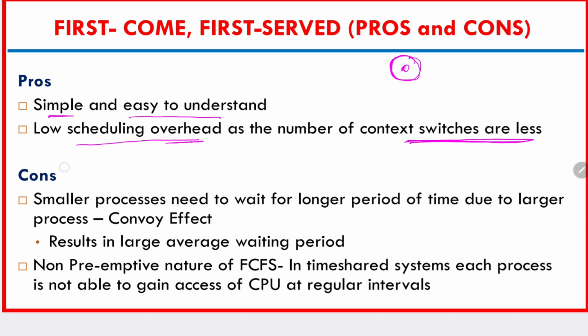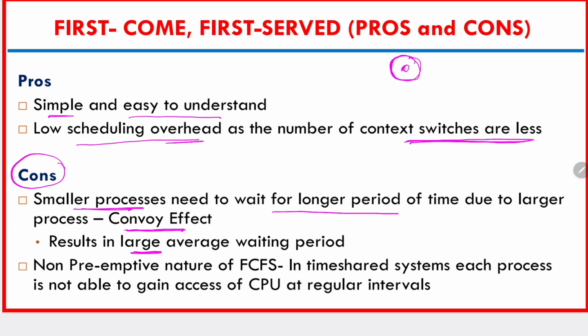Now, if we talk about the negatives of FCFS, what happens over here is that smaller processes might have to wait for a larger period of time in case some processes have quite high burst times, that is, they are CPU bound processes. So this may lead to a convoy effect, and the impact of the convoy effect is that the average waiting time for such a system will be on the larger side.